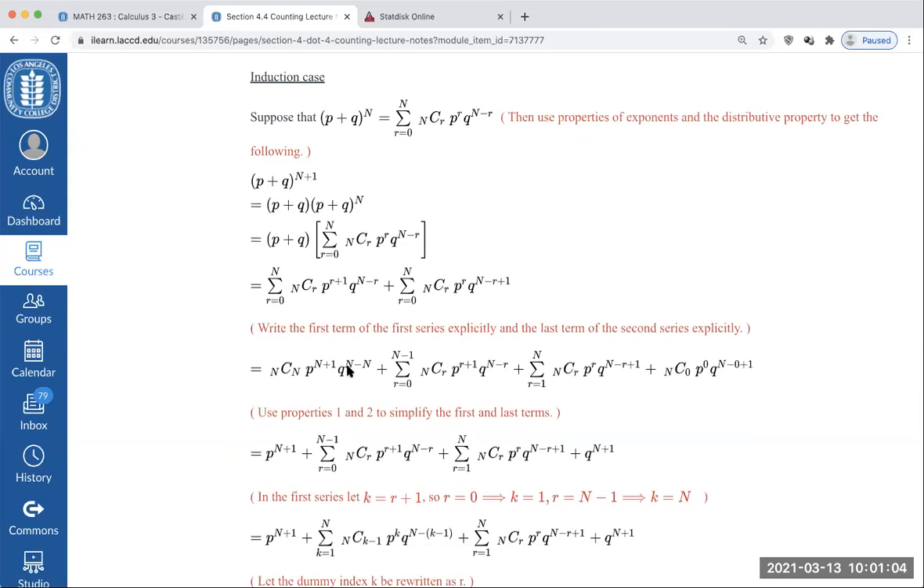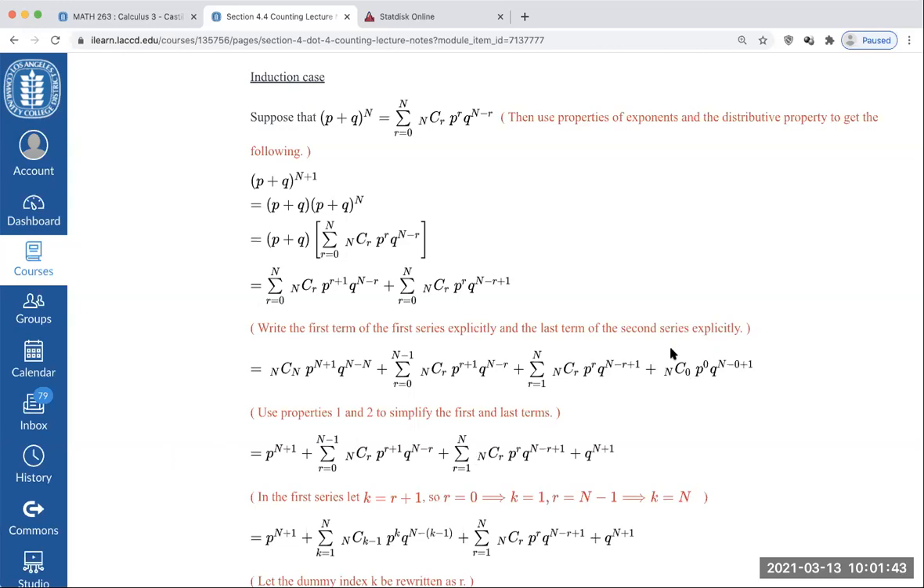So, capital N C capital N is 1 by property 2. Capital N minus capital N is 0. Q to the 0 is 1. Therefore, I'm multiplying P to the capital N plus 1 by a whole bunch of 1s. So this first term is P to the capital N plus 1. Let's just rewrite the second and third term. I'm not doing anything here, I'm just rewriting them.